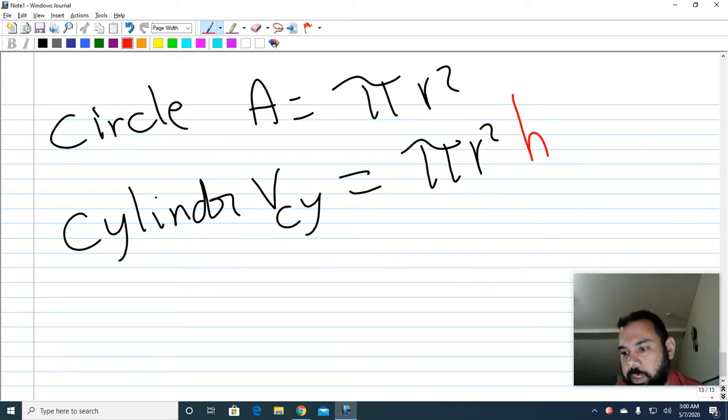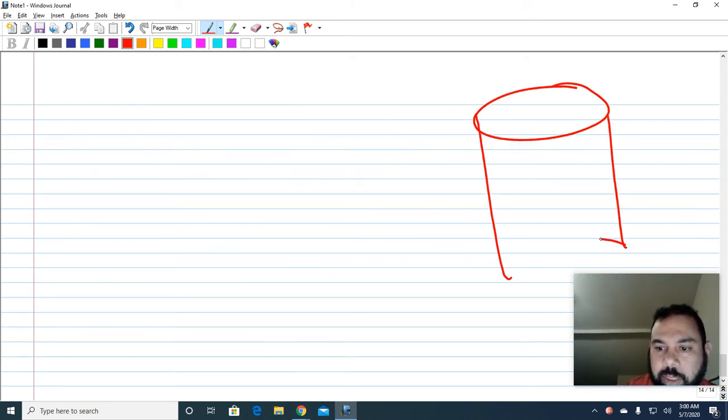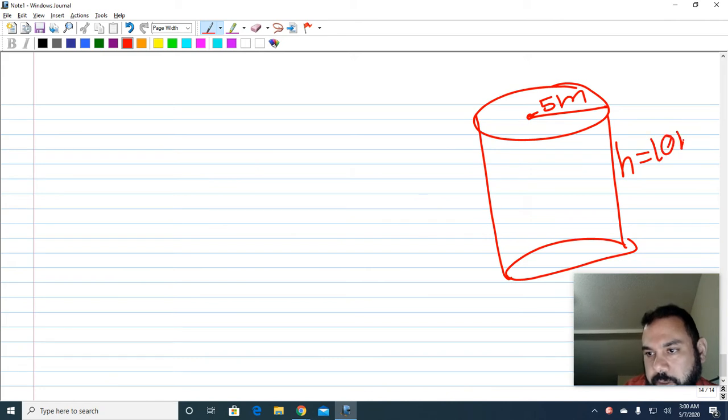This is a typical problem for a cylinder. You have a cylinder drawn like that, given that the radius is 5 meters and the height is, let's say, 10 meters. I like that style in geometry.